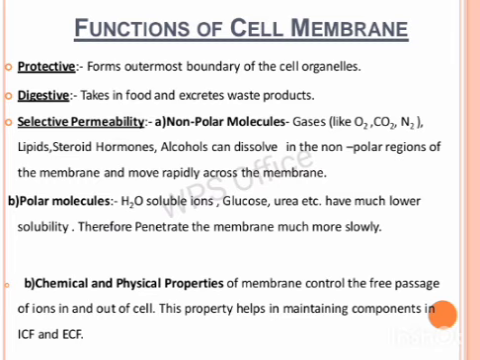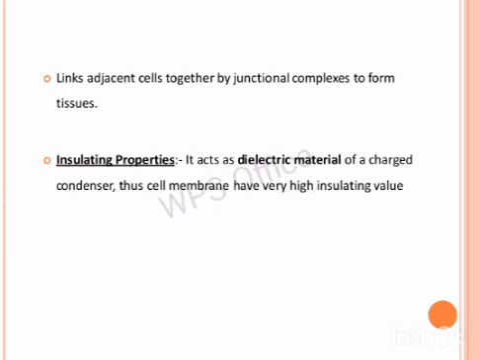Non-polar molecules like gases, O2, CO2, NO2 pass through, as well as polar molecules, depending on chemical and physical properties. It links adjacent cells together by junctional complexes to form tissues, and it has insulating properties. It acts as a dielectric material of a charged condenser. Thus the cell membrane has a very high insulating value.